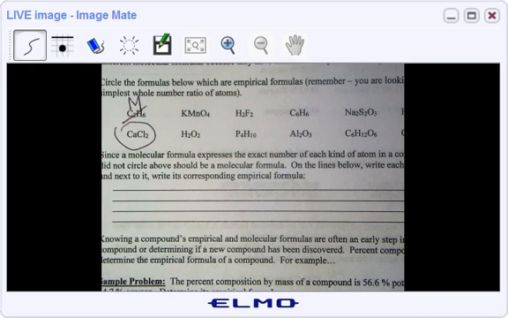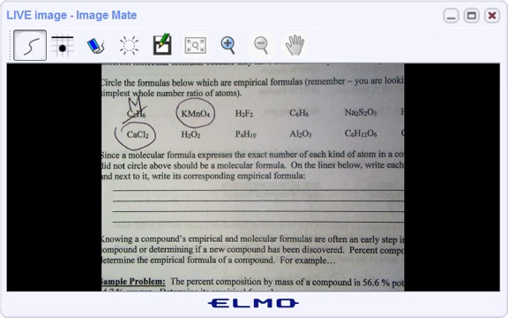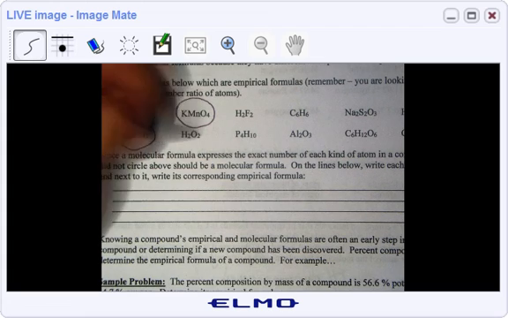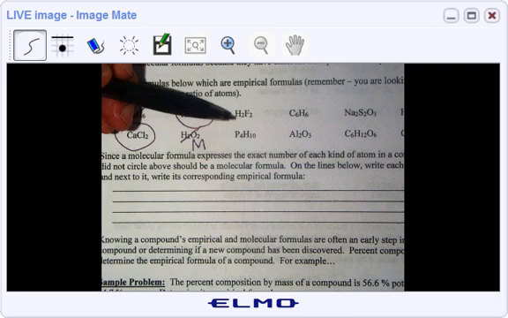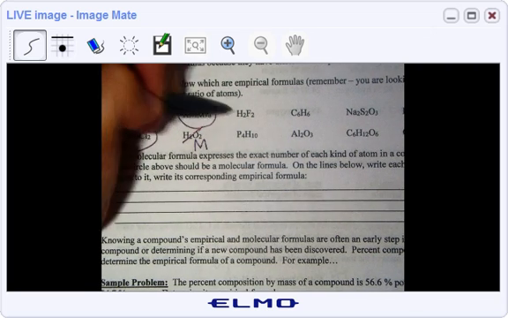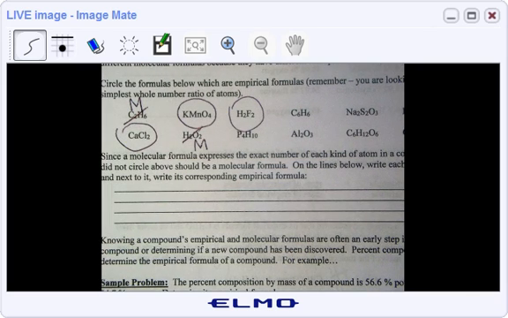KMnO4, empirical or molecular? It's going to be empirical. We cannot reduce it with anything. H2O2, can this be reduced? Yes, so that is considered molecular. H2F2, is that reduced? It can still be reduced. Those twos can go into each other and it would just be HF.